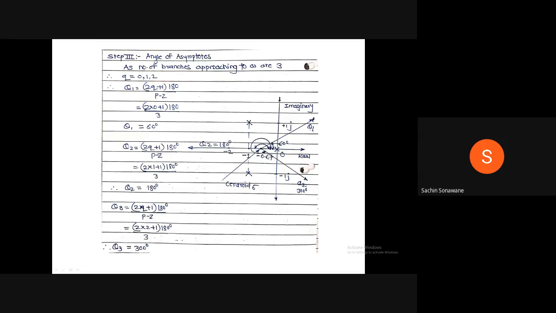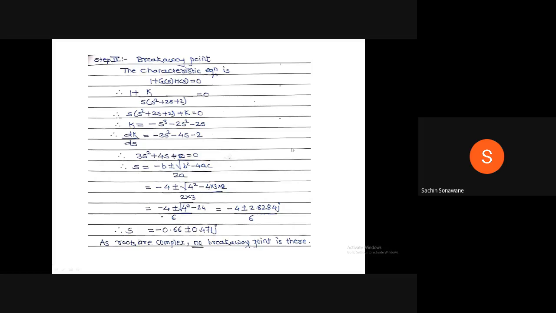Now centroid sigma is equal to summation of real parts of poles minus summation of real parts of zeros divided by p minus z. Therefore, sigma is equal to 0 minus 1 minus 1 minus 0 divided by 3, which is equal to minus 2 divided by 3, which is equal to minus 0.67. Therefore, locate this point minus 0.67 and from this point draw the angles 60 degree, 180 degree, and 300 degree. Now we have to calculate the breakaway point.